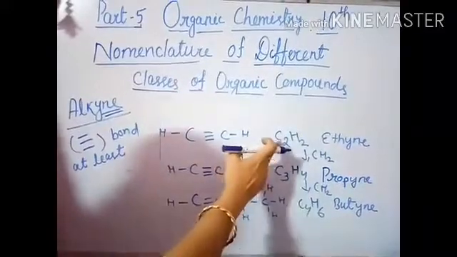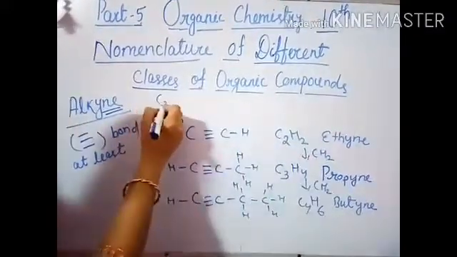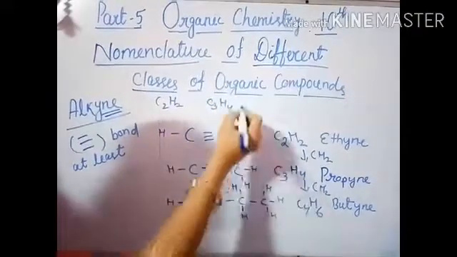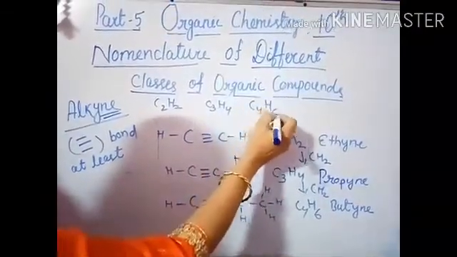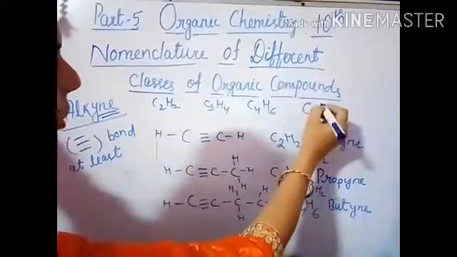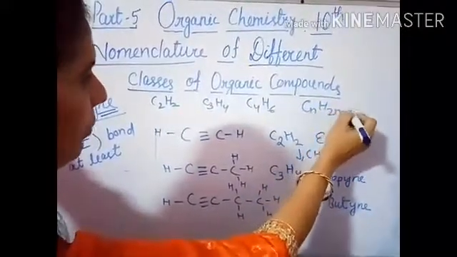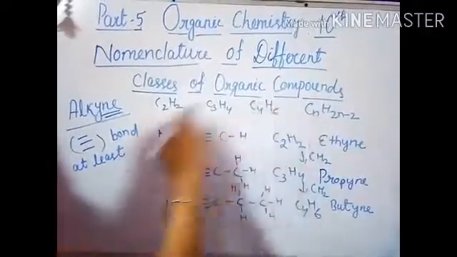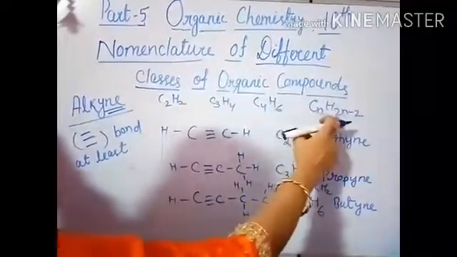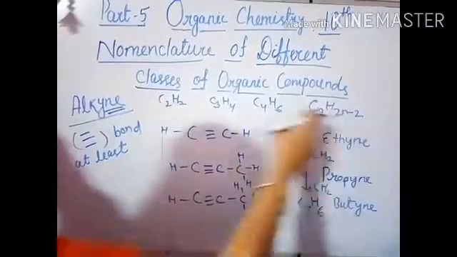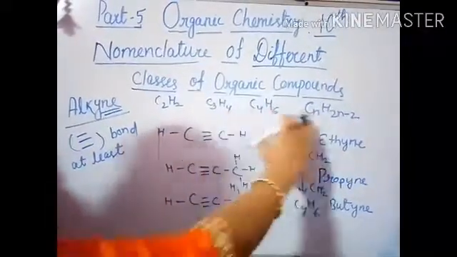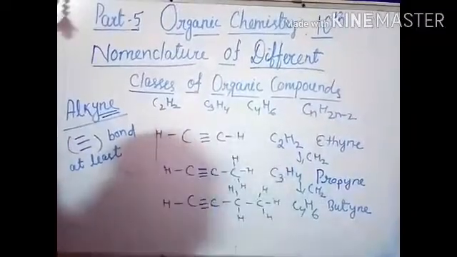Now see here, C2H2, second one is C3H4, third one is C4H6. So for the general formula it is CnH2n minus 2. Now you will put here, see, Cn means C2, H2, how will it come? 2 into 2 minus 2, this is 4 minus 2, you will get C2H2. Like this you put the value of n, and according to that you will get the compounds.